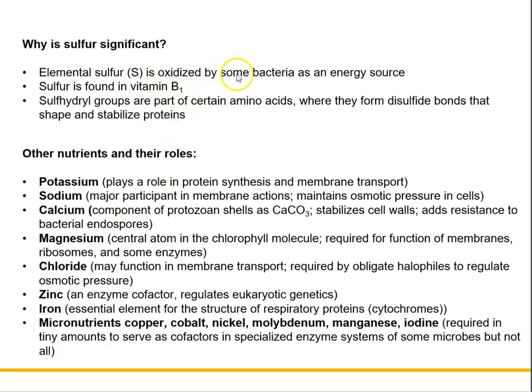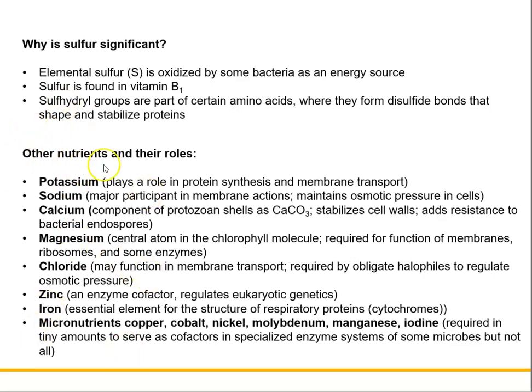Sulfur is going to be used by some bacteria as an energy source. It's also found in vitamins such as B1. And then you've got sulfur in certain amino acids where they form bonds with one another, and this helps shape and stabilize the proteins.